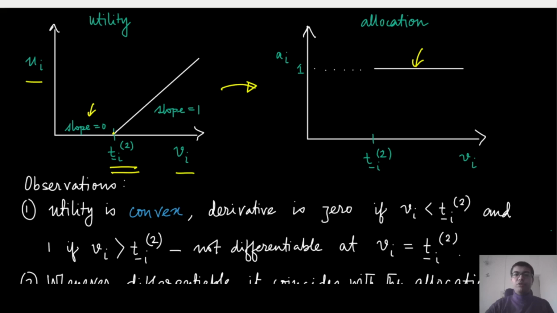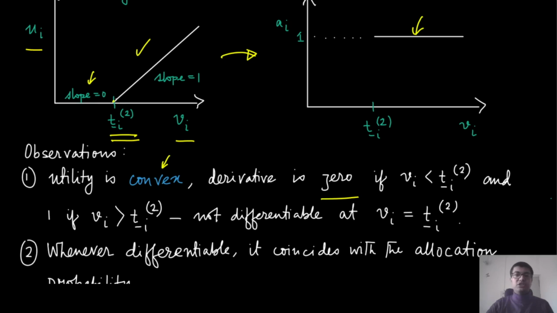Now we can make a few observations from this figure. So the first observation is that this utility is a convex function. So this is definitely a convex function, and we also see that the derivative is 0 as long as I is not the winner, and when it is the winner, then the derivative is 1, and it is not differentiable, we know, at that point. So the point at which this is equal to T minus I2, this convex curve is not differentiable.